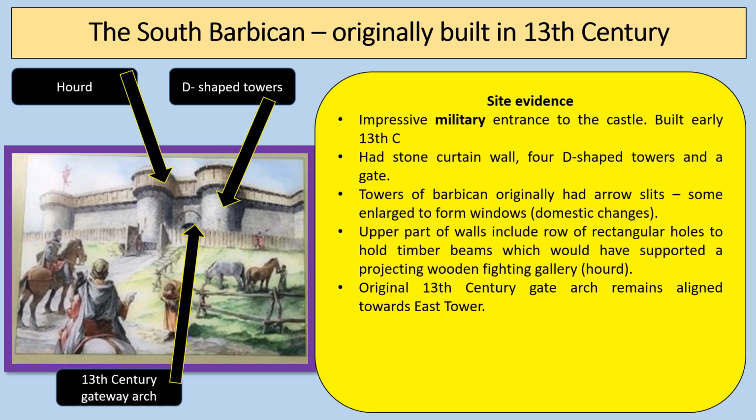So it was an impressive military entrance to the castle, built in the early 13th century under Robert Furzan de Roos. You can see there was a stone curtain wall, 4 D-shaped towers and a gate. Now the towers of the Barbican would originally have had arrow slits.